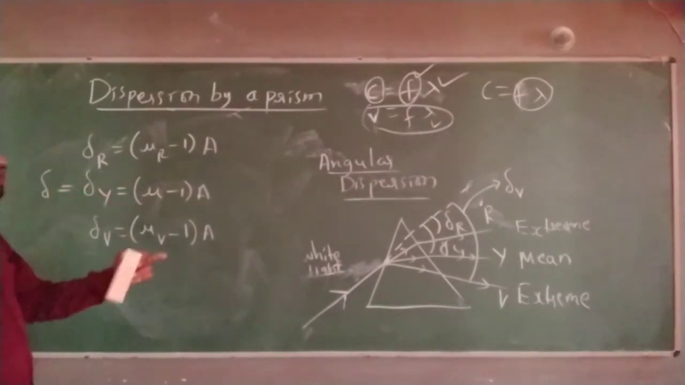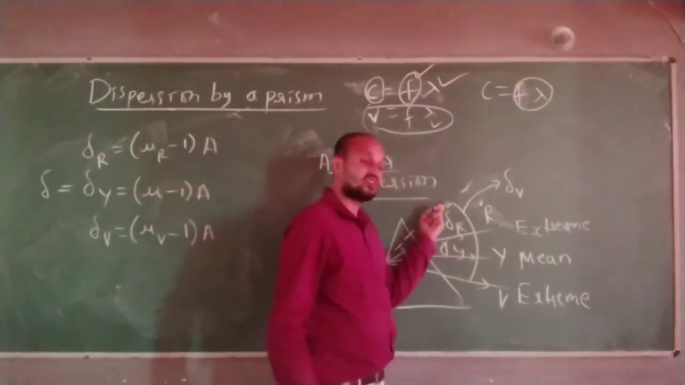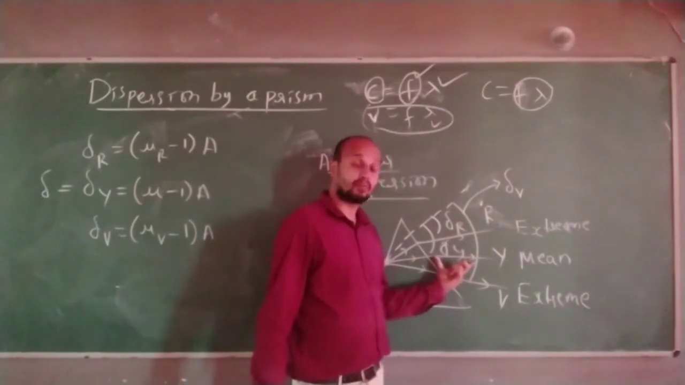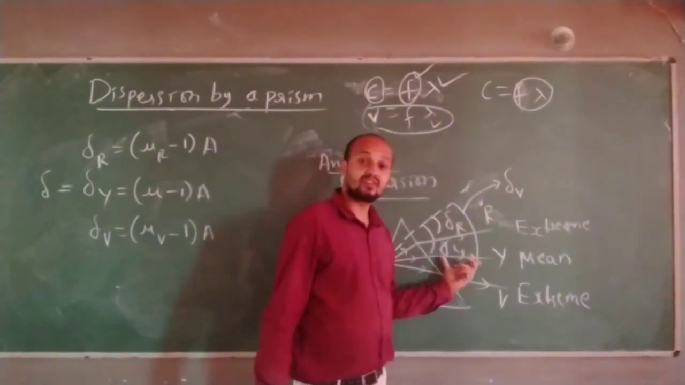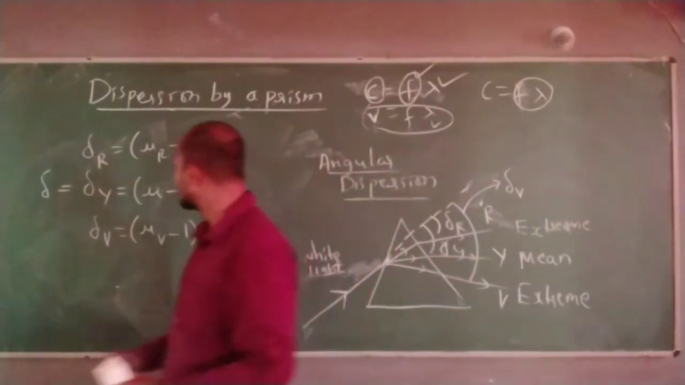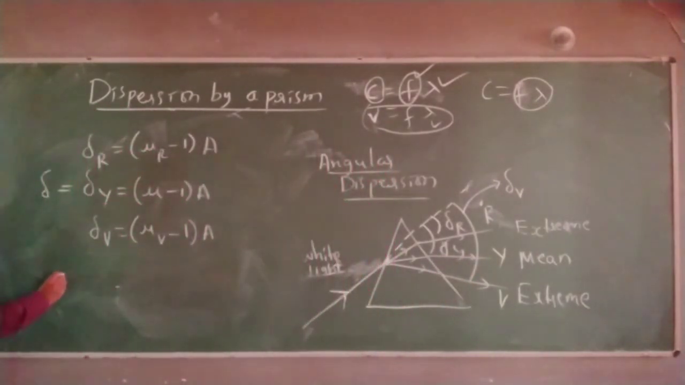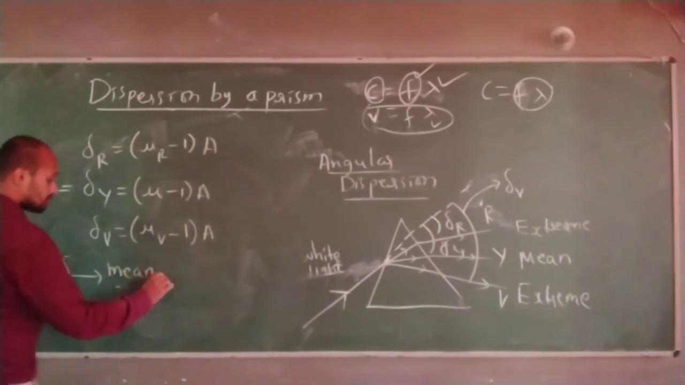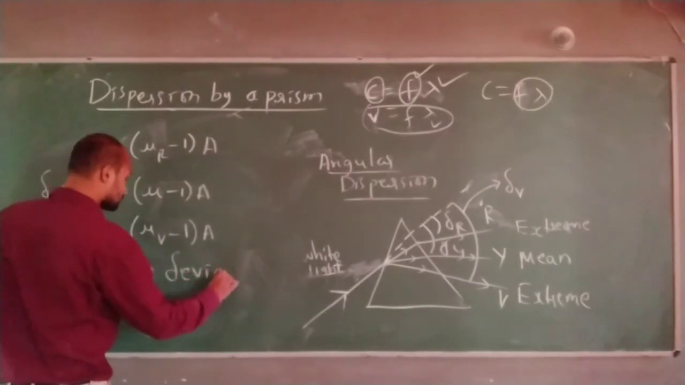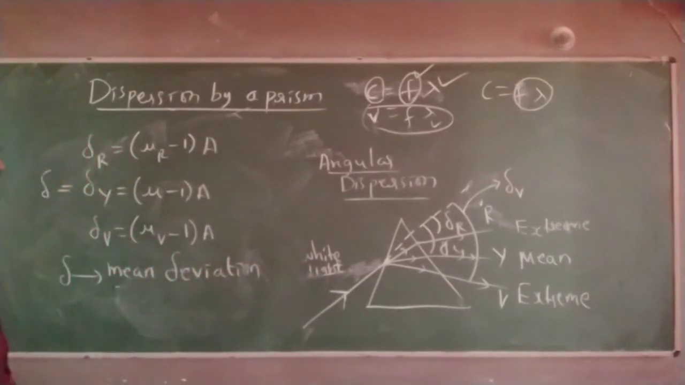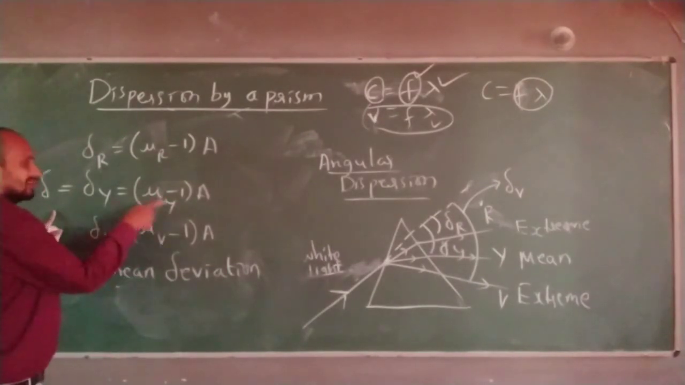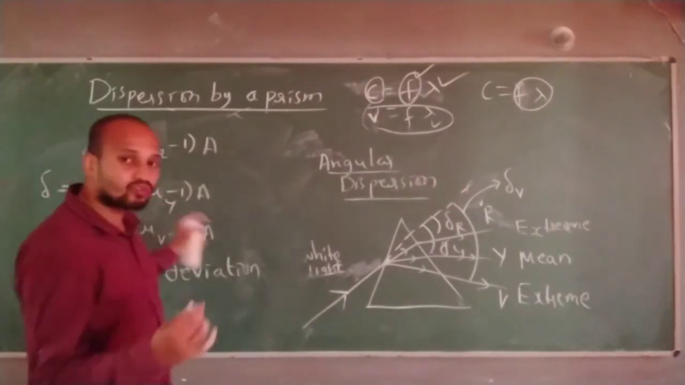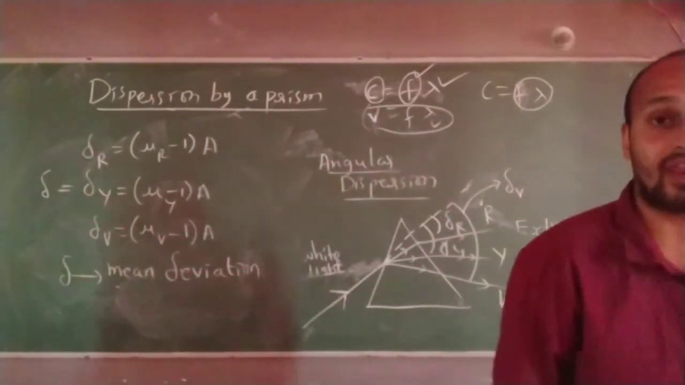Only these three deviations I am going to consider, because this is the first one, this is the last one, and this is around the midpoint color. So I will take this deviation as the mean deviation. That means δ we call the mean deviation. Got it now? Mean deviation, this is the refractive index for yellow. Refractive index of yellow light means what?